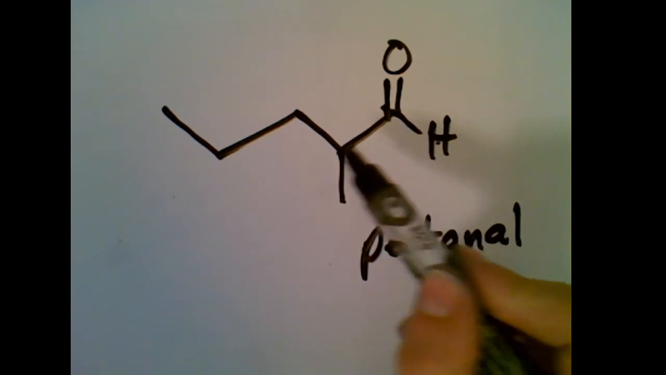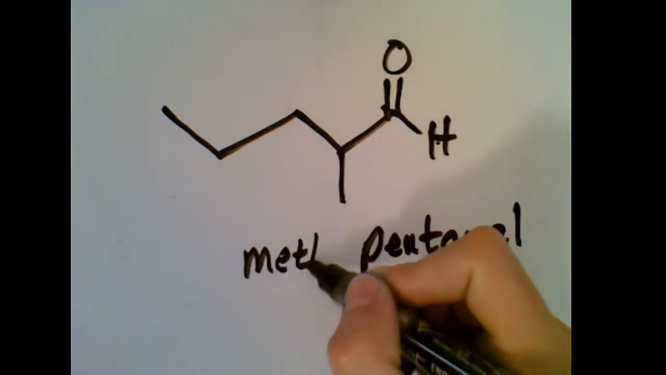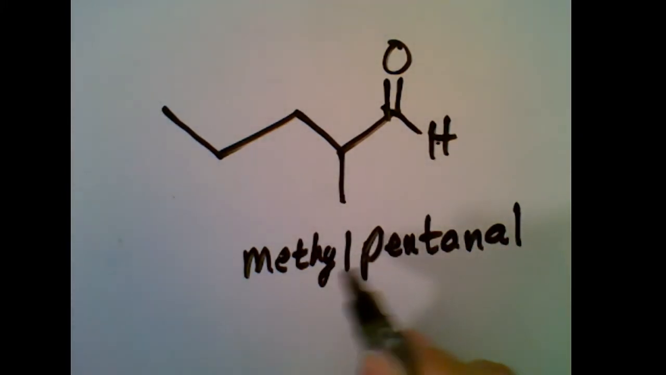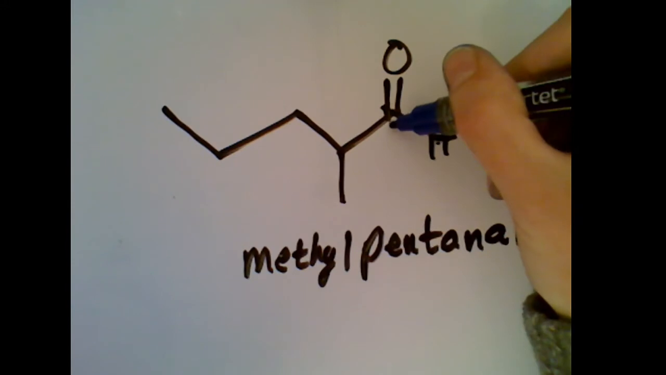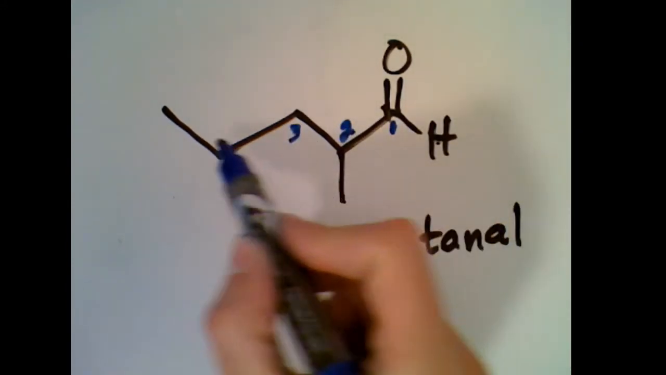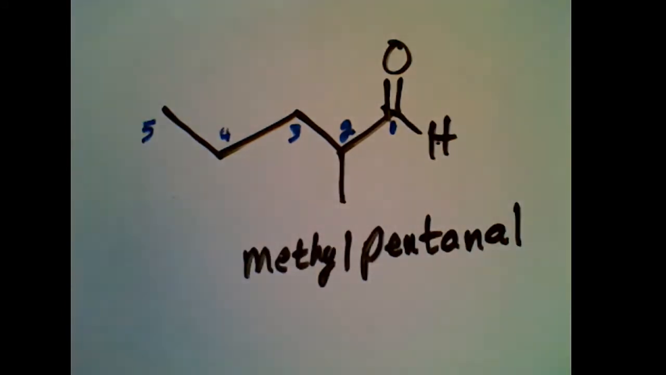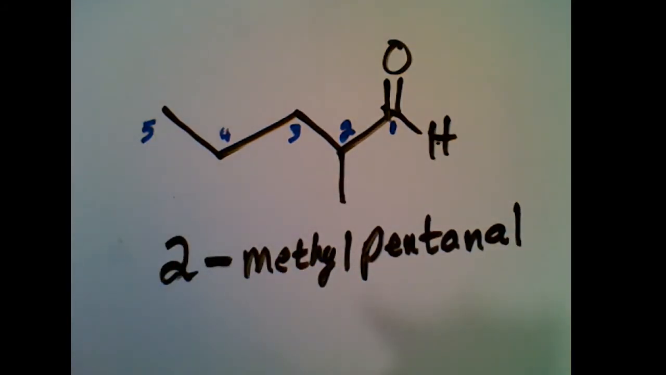And now we have our 1-carbon group. So we have a methyl. Remember, we don't number that aldehyde, and so we just know that it's going to be number 1, which makes this number 2, 3, 4, and 5. So what we're dealing with here is 2-methyl pentanal.